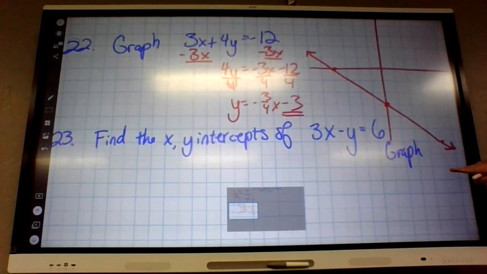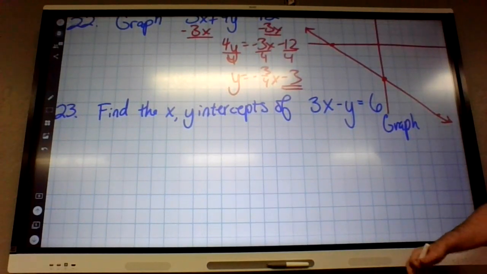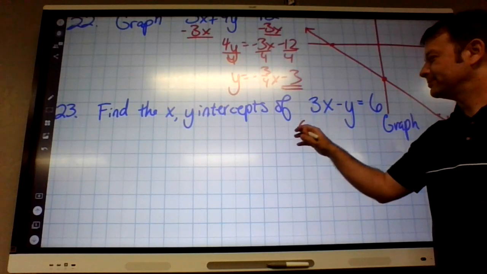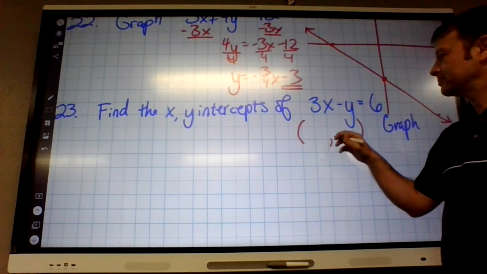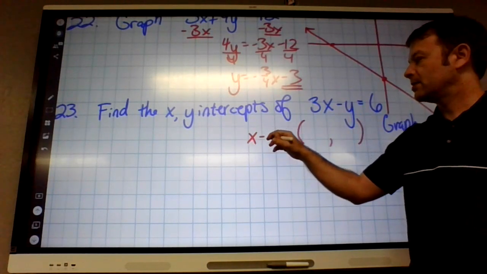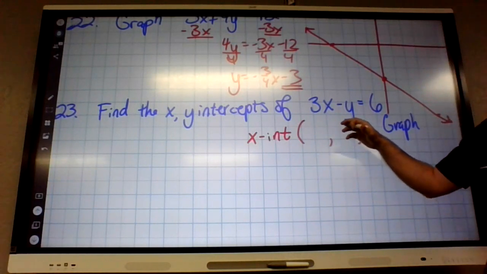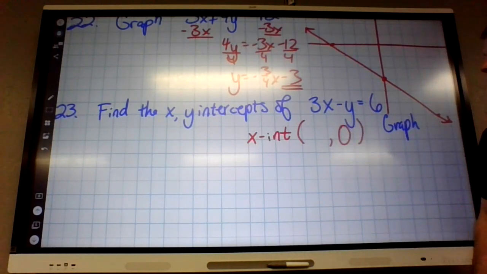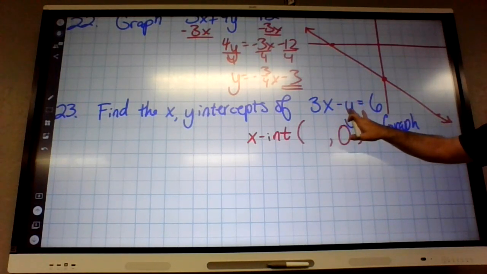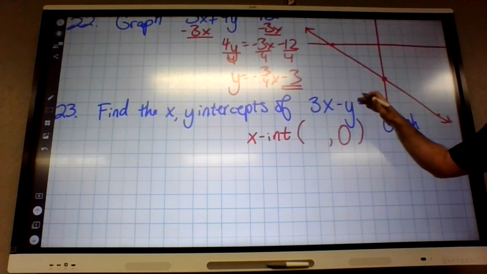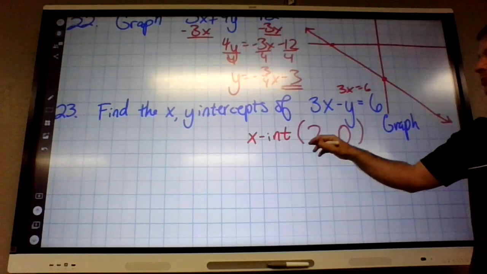Okay. How do I find the x or y intercept? The x-intercept happens when the y value is 0. If you plug in 0 for y right here, that goes away because it's 0. You get 3x equals 6. So therefore x is 2 when y is 0.